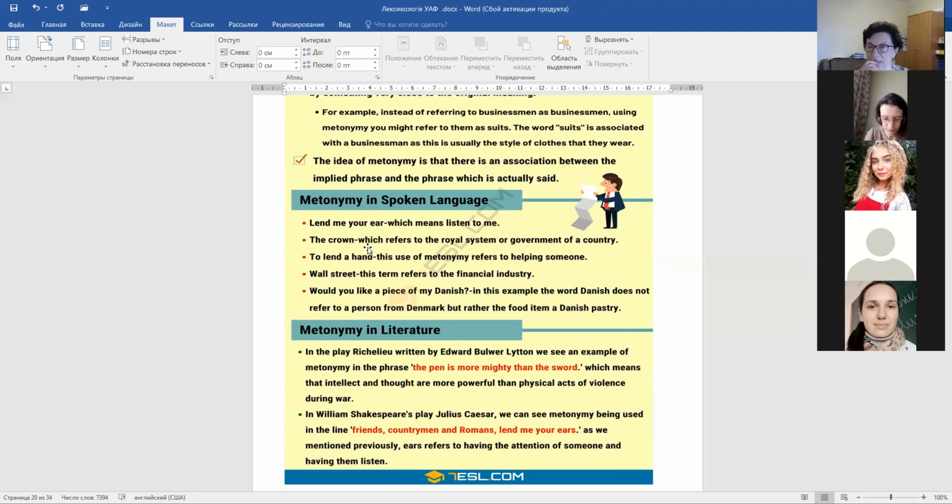Next. Wall Street, this term refers to the financial industry. Ну, Уолл-стріт, це вулиця в Нью-Йорку, але ми кажемо Уолл-стріт як центр фінансової активності. Да? Would you like a piece of my Danish? In this example, the word Danish does not refer to a person from Denmark, but rather the food item, a Danish pastry. Да? My Danish – мається на увазі pastry, випічка, яка називається Danish pastry.